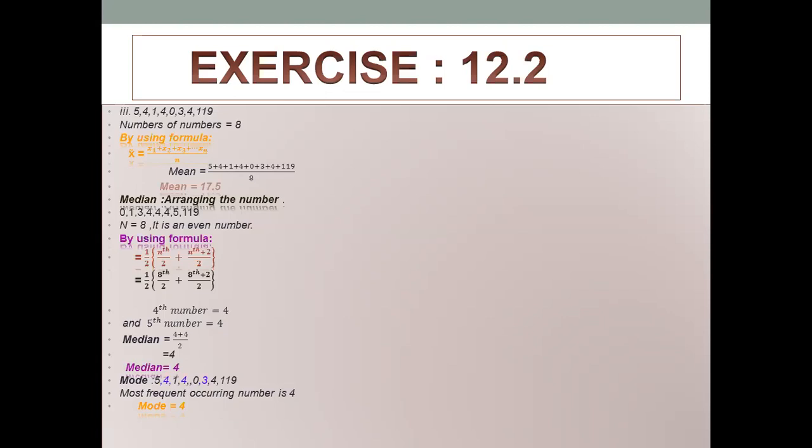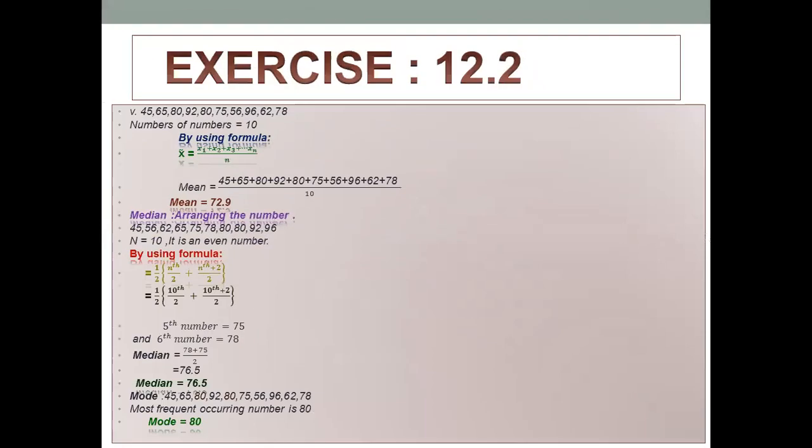Mode: now you see which number is repeated here. 4 is repeated, so the mode is 4. No calculation, no formula for the mode. The next question is, again, data is given and the number of observations is 10.